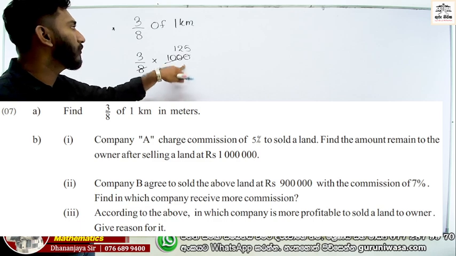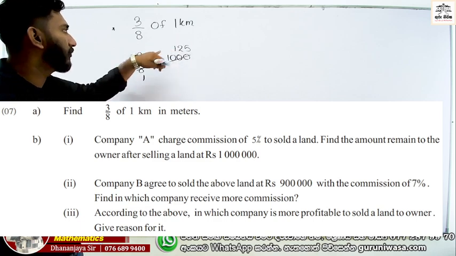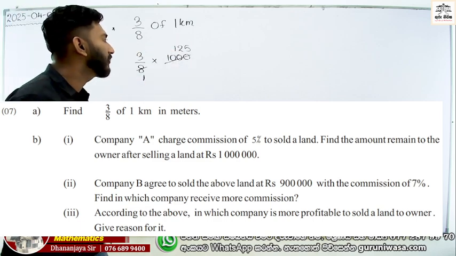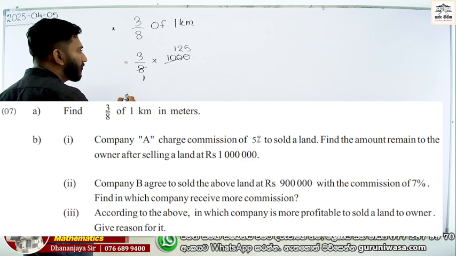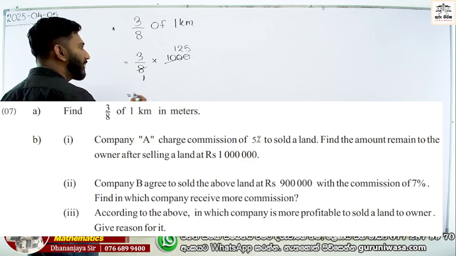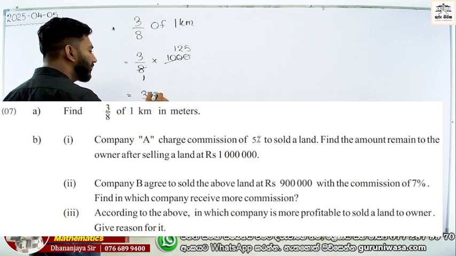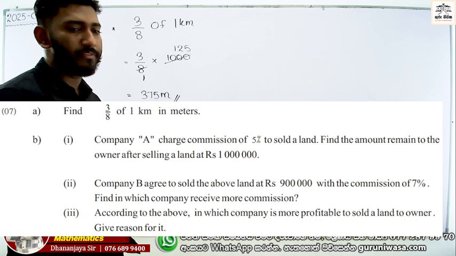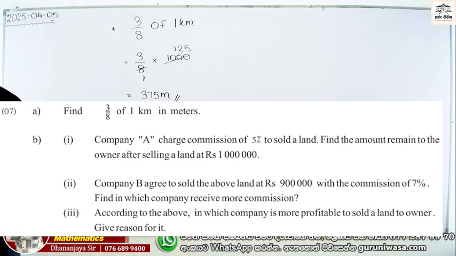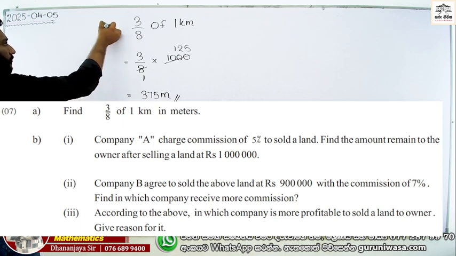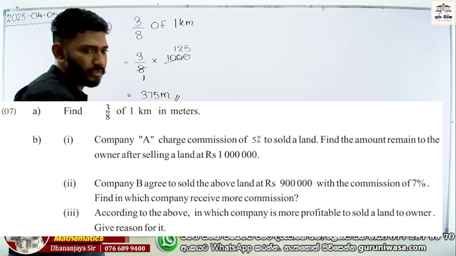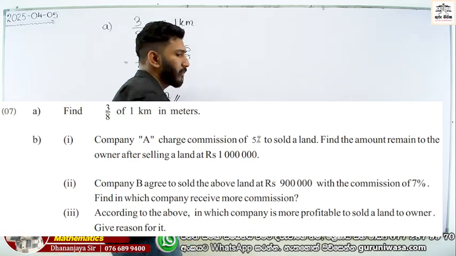2 remainder. 20 divided by 8 becomes 2, 16, 4 remainder. 40 is 5. Now 125 multiplied by 3, then the answer becomes 375 meters. 375 meters. And this is the answer for the first one, part A. Part A. Right. Hurry up, note down.